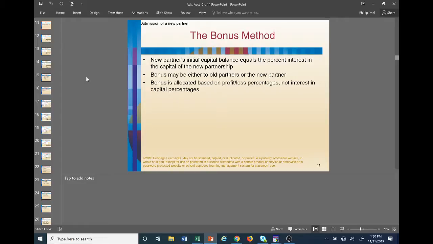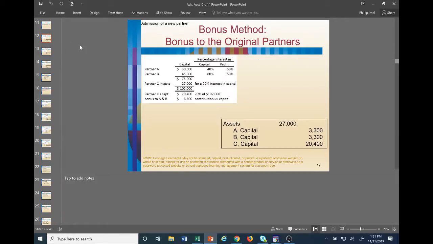Now, the bonus may be either to the old partners or the new partner, and the bonus is going to be allocated based on the profit and loss percentages, not interest and capital percentages. Bonus to the original partners.